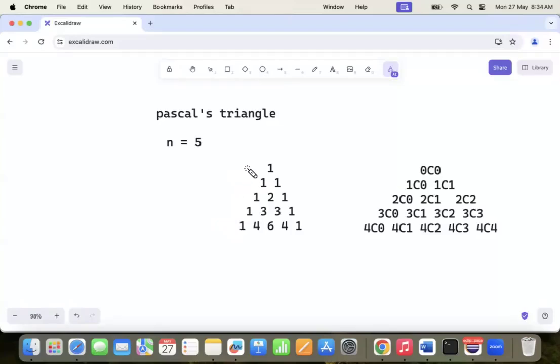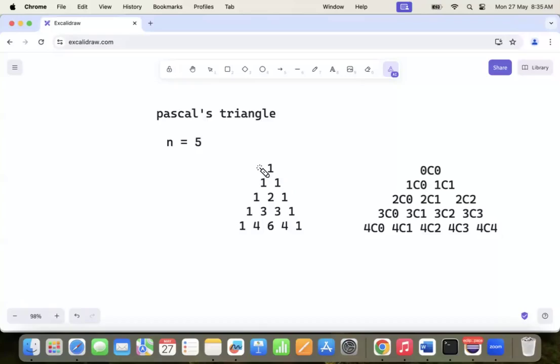But now this time we need to think like this: first row means 0. Here I value is 0, because we need to find 0C0, right? So that's why this time I'm not going to start I is equal to 1. Folks, please understand now. I'm going to start with I is equal to 0.